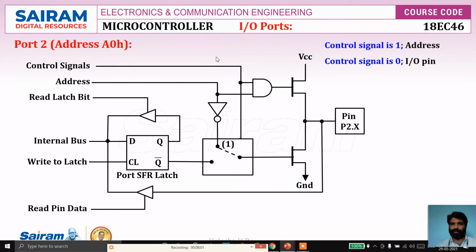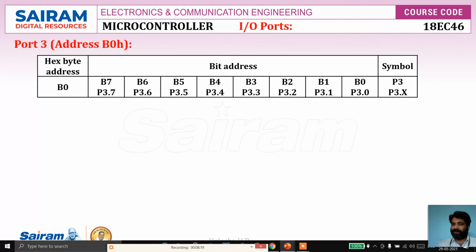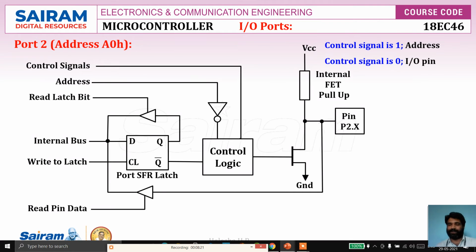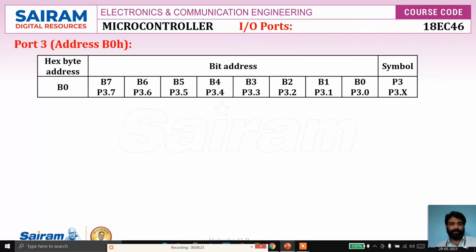It is very similar to port 0, only one thing changes. Here we add address, whereas in port 0 it was address plus data. So whenever the control signal is 1, it is used as an address pin. Whenever the control signal is 0, it is used as an IO pin. Apart from this, everything is the same as port 0. Now we'll see port 3.